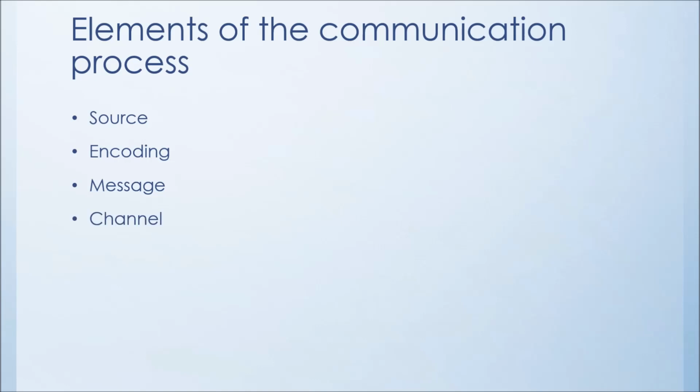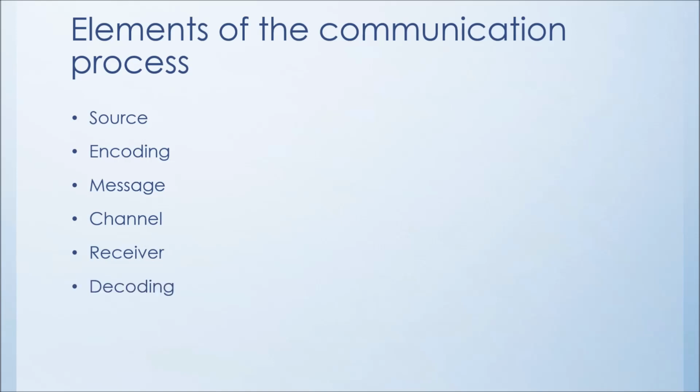I'm sending this encoded message to you through a channel. A channel is the vehicle that carries the message from person A to person B. So that might be the air in the room if we're speaking face to face, or in the case of this lecture, the channel is the computer. The channel is the recorded lecture. I'm sending this message through the channel to a receiver. That's you, the person who is going to be taking in the message and making sense of it.